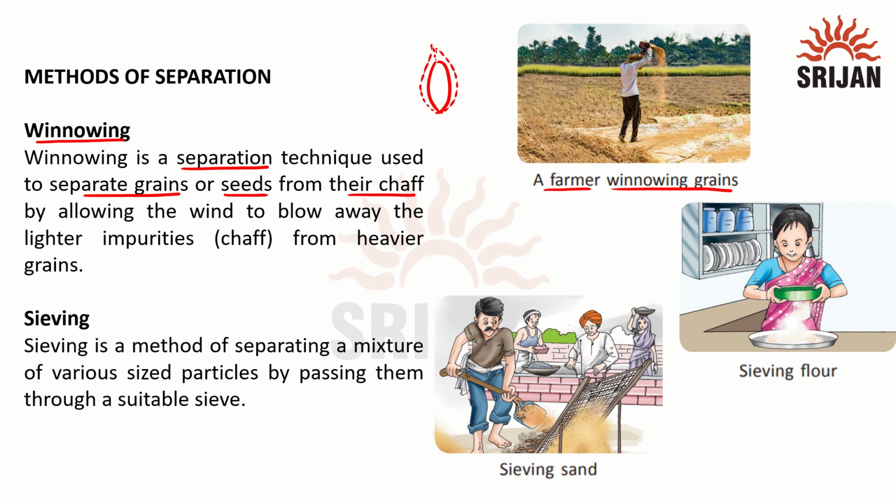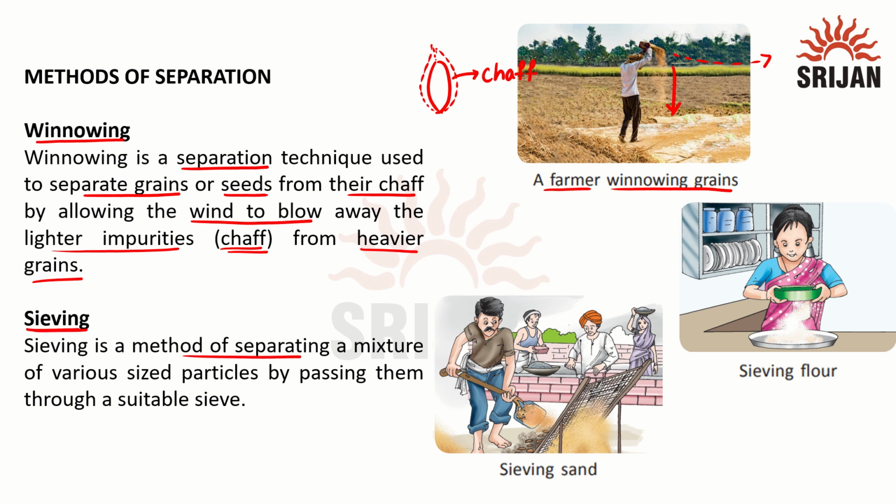So winnowing is a technique where we separate this chaff from the main seed by taking help of the wind. So we will allow the wind to blow away the lighter impurities, that is the chaff, from the heavier grain. Now the heavy grain, we can see, is falling onto the ground, whereas the chaff will fly away as it is lightweight.